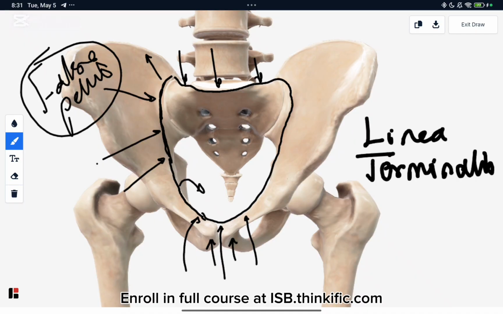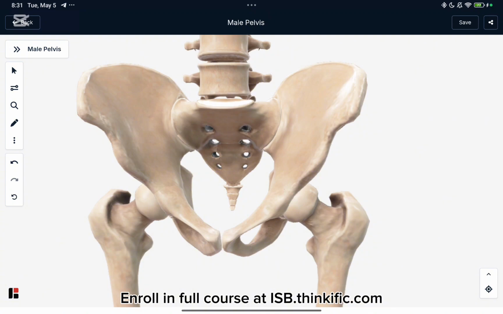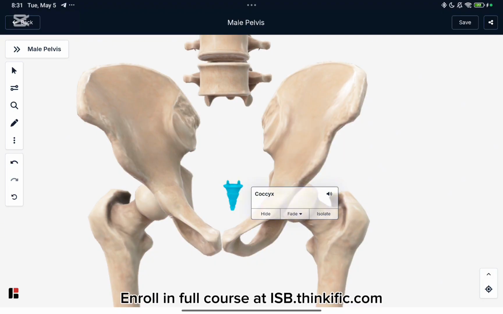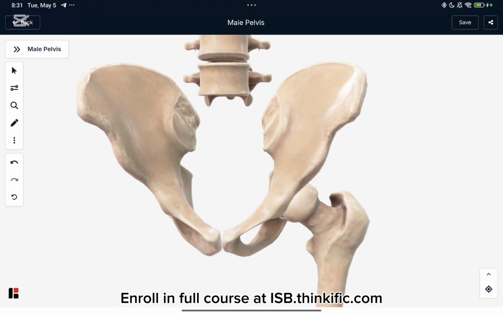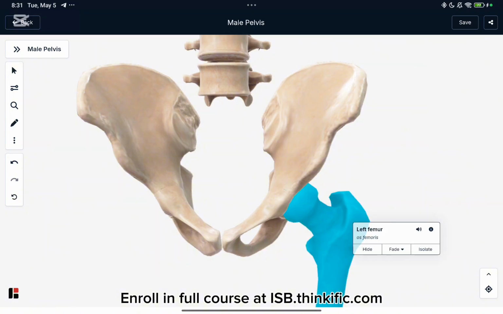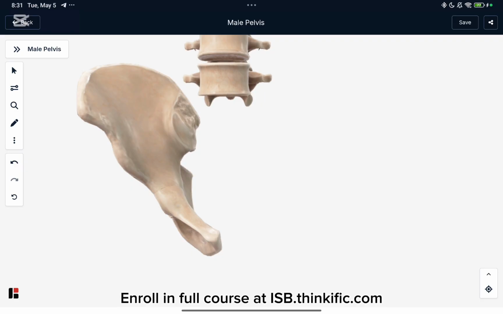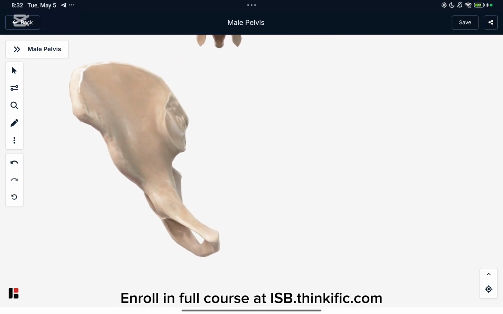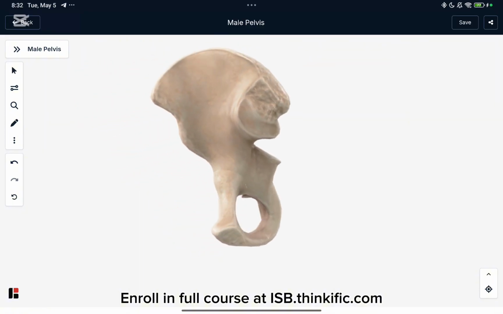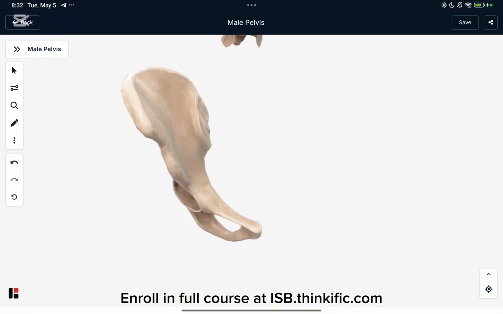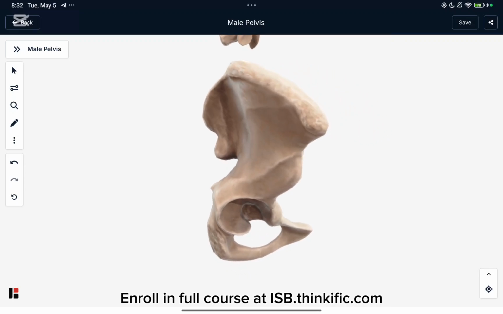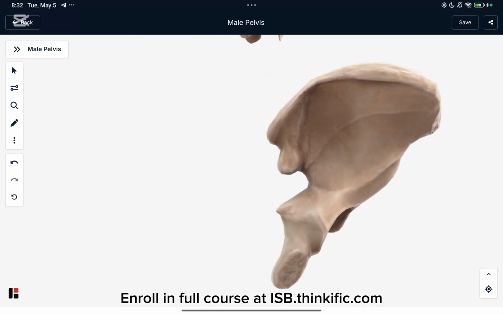All right, let's start talking about the bones one by one. First, let's start with the pelvic bone. Let's remove all of the surrounding bones so we can have a clear view of the pelvic bone itself. One pelvic bone. And here we have it. This is an anterior view, and here is a medial view. And from here we can see a lateral view. And that's a posterior view.